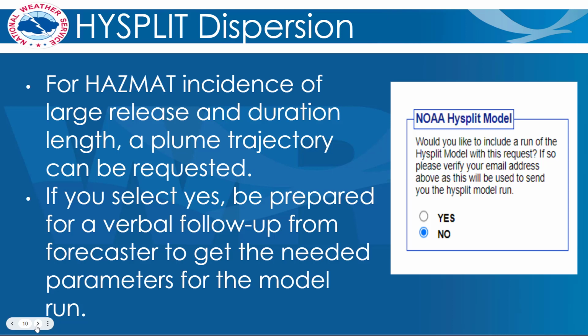High-resolution model runs can be requested for HAZMAT plume trajectories for releases or toxic fires that are expected to last multiple hours and will impact a geographic area greater than 1 kilometer. If you select yes for a HAZMAT run, be prepared to receive a follow-up call from the National Weather Service forecaster to provide additional information that is needed to run the plume model forecast.